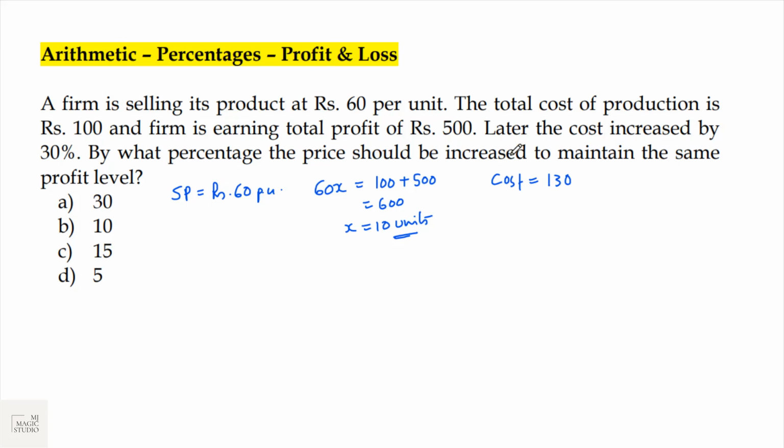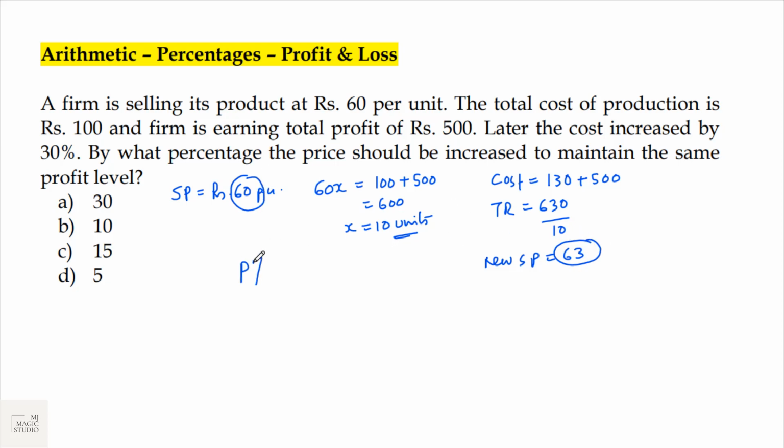By what percentage should the price be increased to maintain the same profit level? Now same profit level means again 500 rupees you want to earn. Clear? So your total revenue should be 630. By selling how many units? 10 units. So your new selling price should be 63, that is 630 by 10. Old selling price was 60. New selling price is 63.